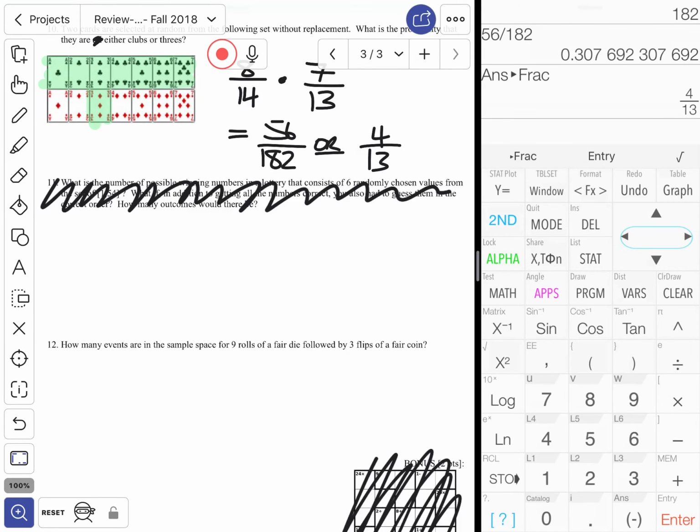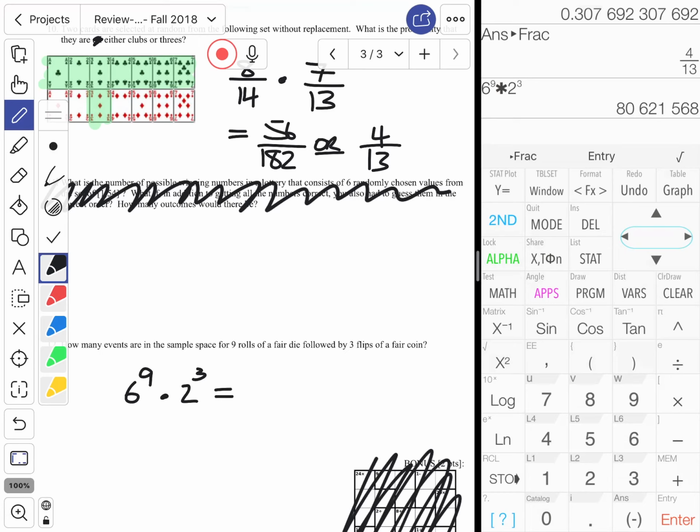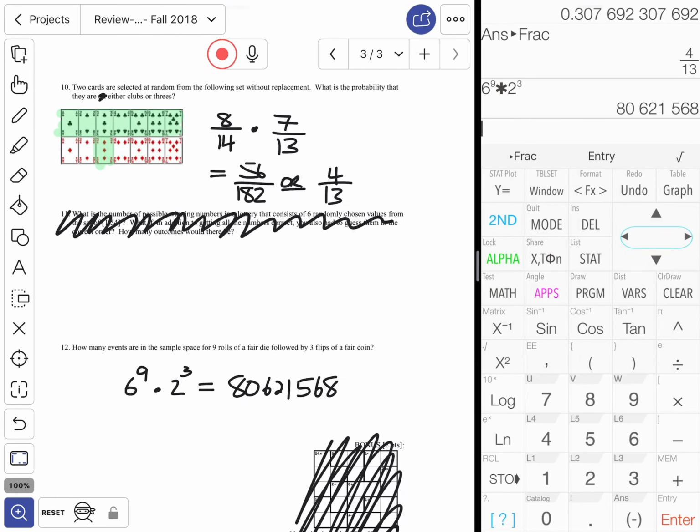Last and final. How many events are in the sample space for 9 rolls of a fair die, then 3 flips of a fair coin? So number of outcomes for 1 roll, 6. Number of rolls, 9. Number of outcomes for 1 flip, 2. Number of flips, 3. So 6 to the 9th times 2 to the 3rd. And we're looking at this monstrosity. 8062158. All right. So never would consider drawing a tree diagram or listing a sample space for this particular set of outcomes. And there it is.